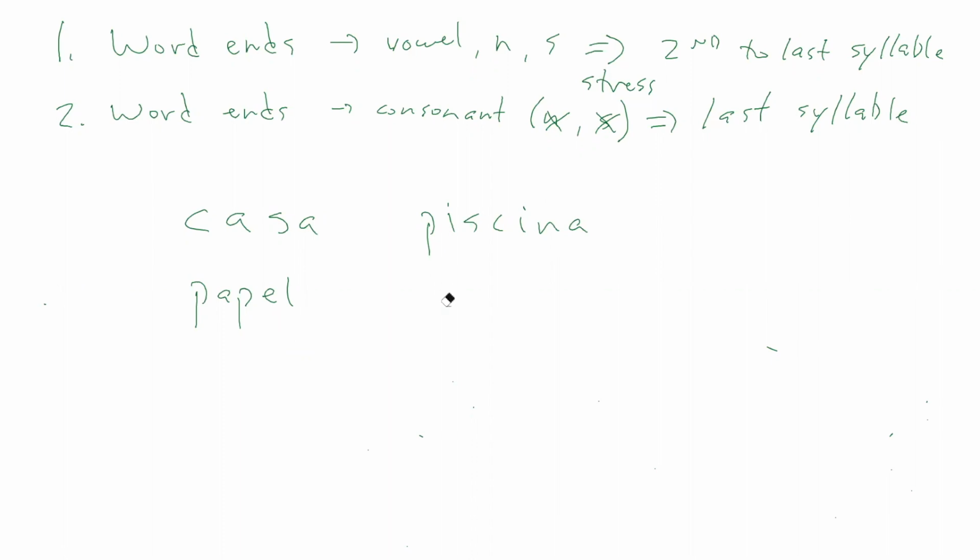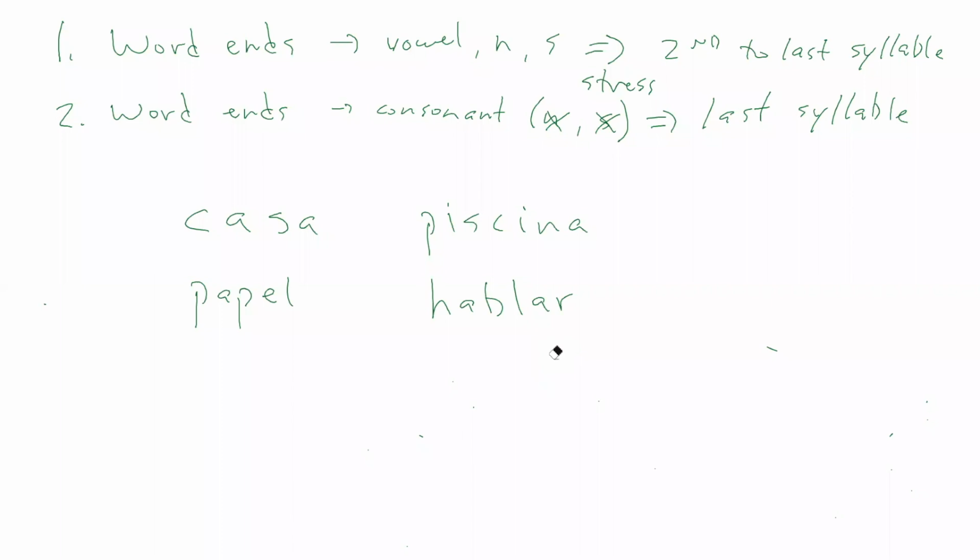Let's do one more. Let's take a typical infinitive, hablar. All infinitives end with R, a consonant, so according to the rule, it ends in a consonant, not N or S, and the stress is on the last syllable. Hablar, two syllables. It sounds great and it's not stressed on the first syllable, so we like it. It follows the rule. We leave it alone.